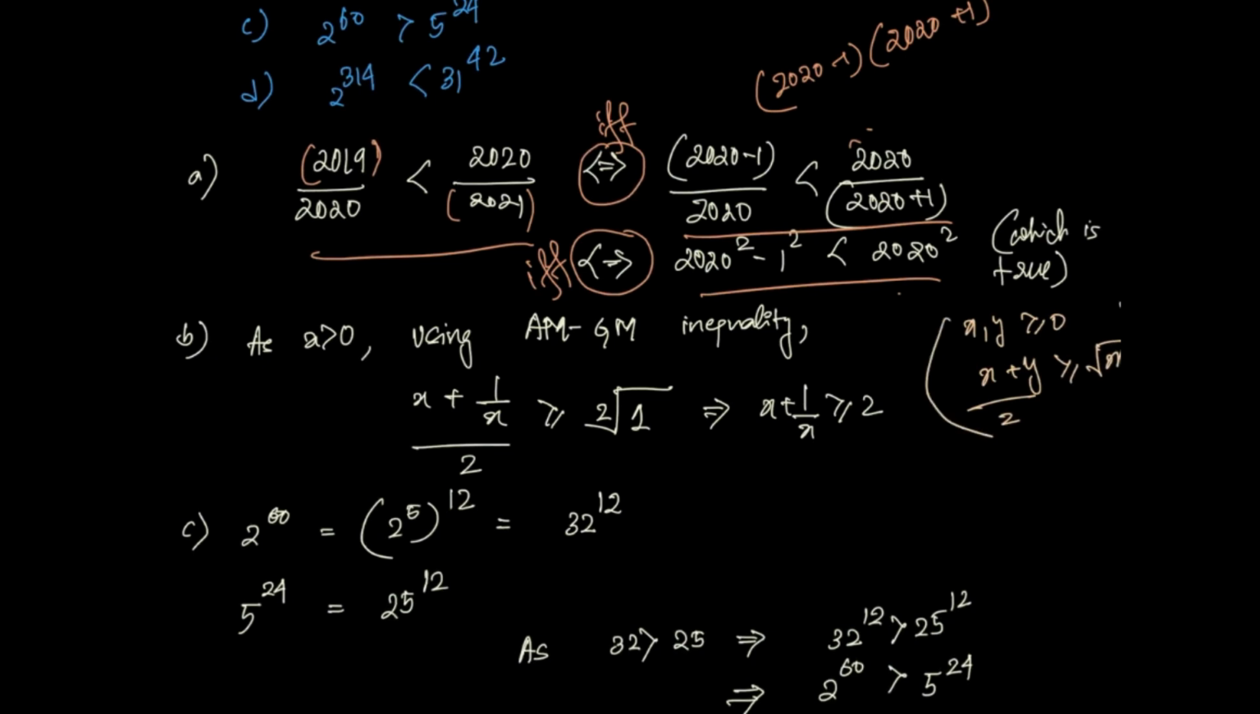And here we are using y equal to 1 by x, and x is already greater than 0, so the non-negative part holds. So this is the arithmetic mean, and this is the geometric mean, which is just equal to 1. So x plus 1 by x is greater than or equal to 2.